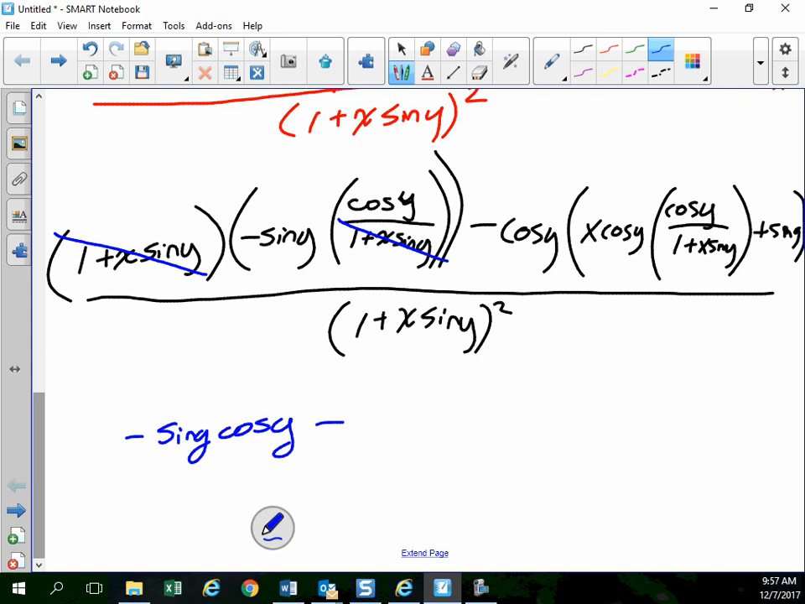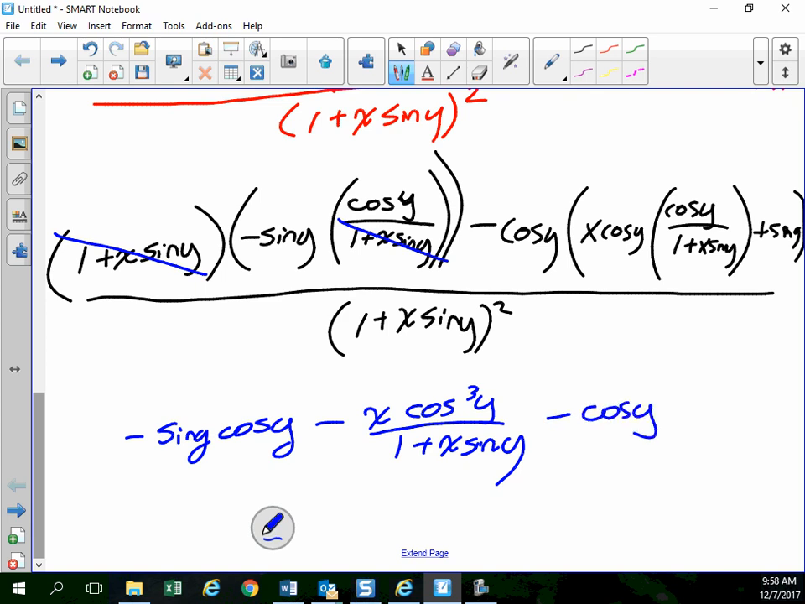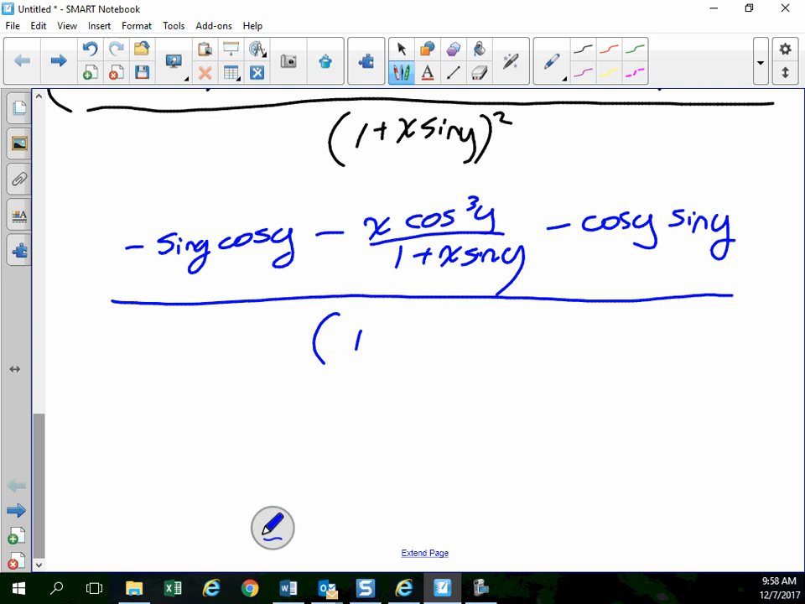Minus. I'm going to distribute to see what else I've got to work with. So I am going to distribute this cosine y. So it's minus x cosine squared y, oh no, cosine cubed y, over 1 plus x sine y, because I've distributed this to these two together. And then minus cosine y sine y, all over 1 plus x sine y quantity squared.